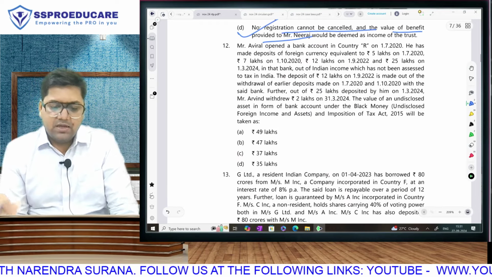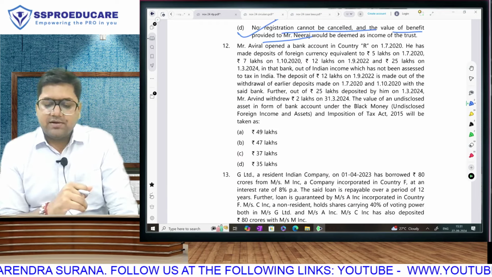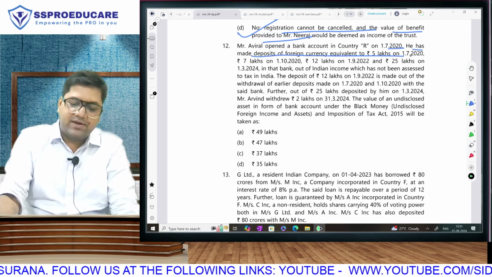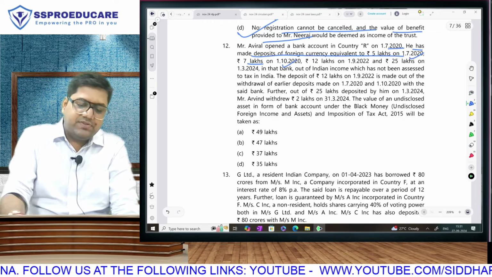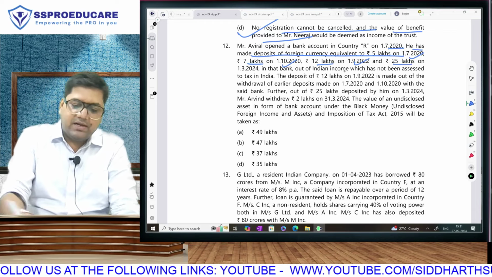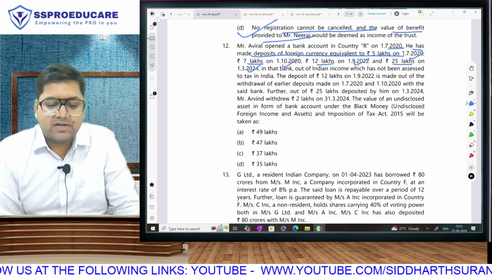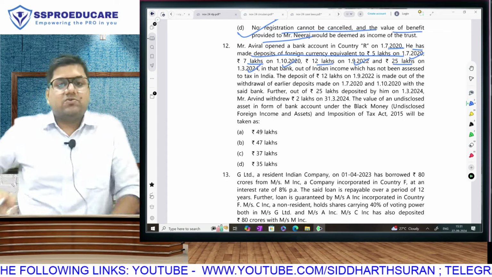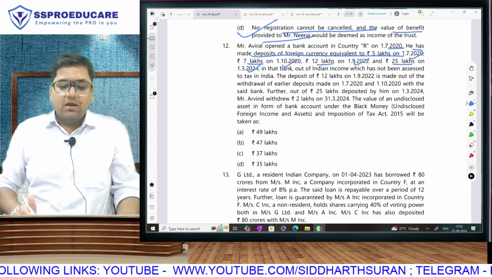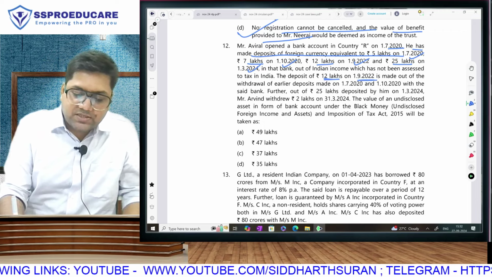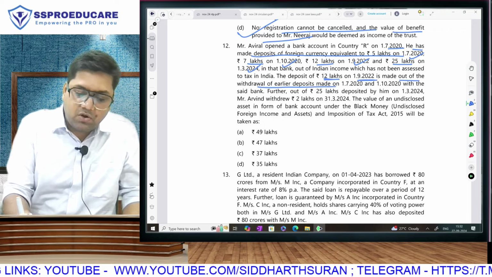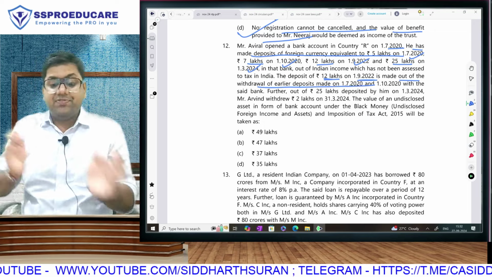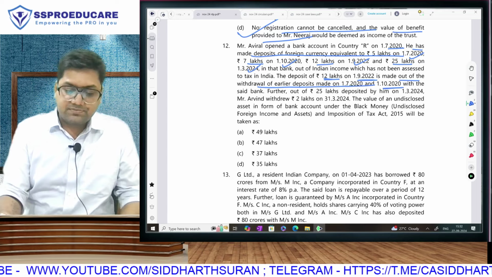Okay. Next, Mr. Aviral opened a bank account in country R on 1st July 20, and he has made deposits of foreign currency equivalent to 5 lakh on this date, 7 lakh on this date, 12 lakh on this date, and 25 lakh on this date. So total deposits are 5 plus 7 plus 12 plus 25 out of Indian income which has not been assessed to tax. So basically this is a question on black money. The deposit of 12 lakh on 1st September 22 is made out of withdrawal of earlier deposits. Means the amount which was deposited was withdrawn and then again deposited, these two amounts.